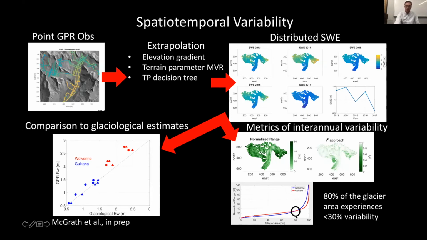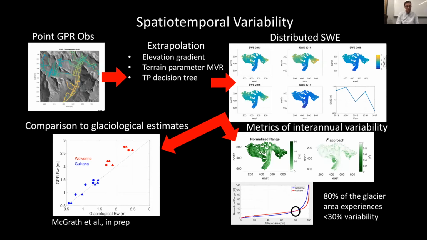But what we're finding is that a good percentage of the glacier, upwards of 80% of the glacier, experiences relatively low variability, less than 30% variability. A small percentage of the glacier, about 10 to 15%, experiences a significant amount of variability. Obviously, these are spots where avalanches might come down or wind drifts are not persistent or consistent from year to year.